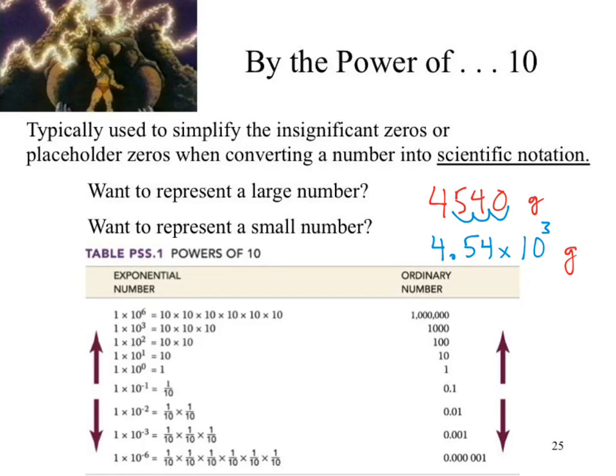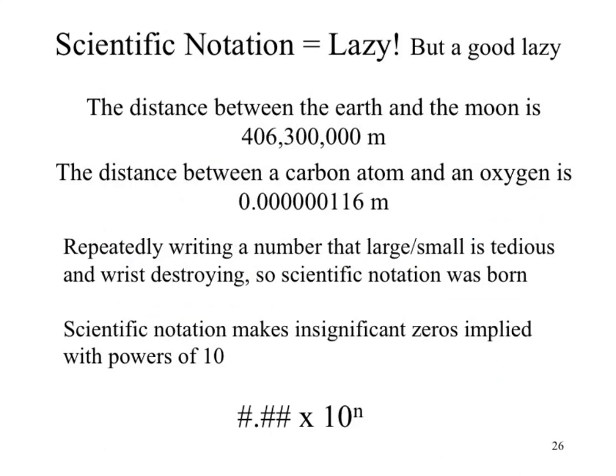So if we want to represent a really small number, what do we do with our power of 10? We just make it a 10 to the negative power. And now we shift to a very small number. Okay? So we're just playing around with those to help us shift different places.